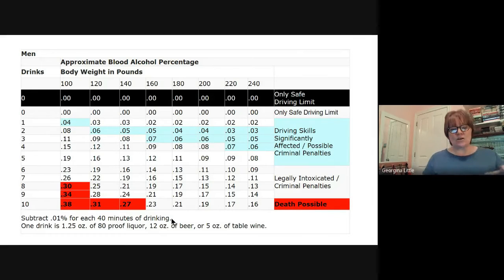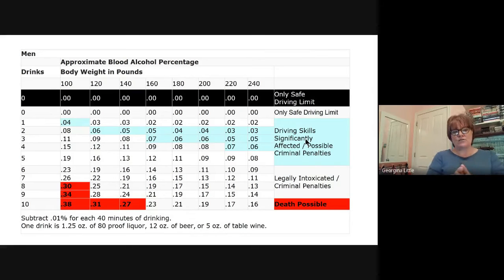This is nice because it really tells me the zone. Up until 0.08 is legally intoxicated, but this blue area slightly below still can have effects on your driving skills and still can have some criminal penalties. Even though it's not legally intoxicated, it's still going to have an issue.